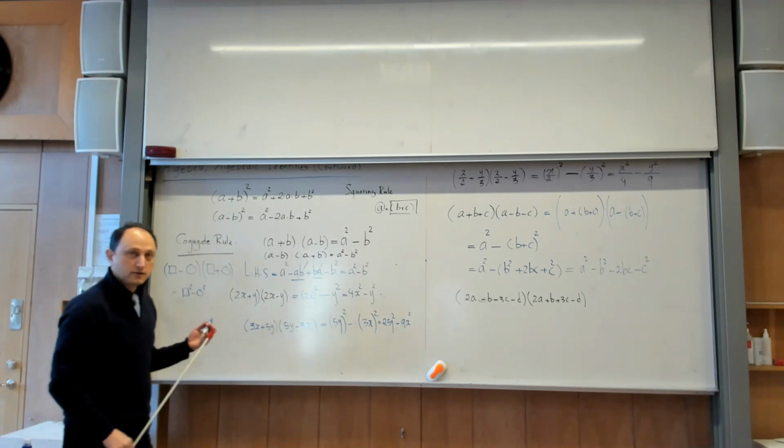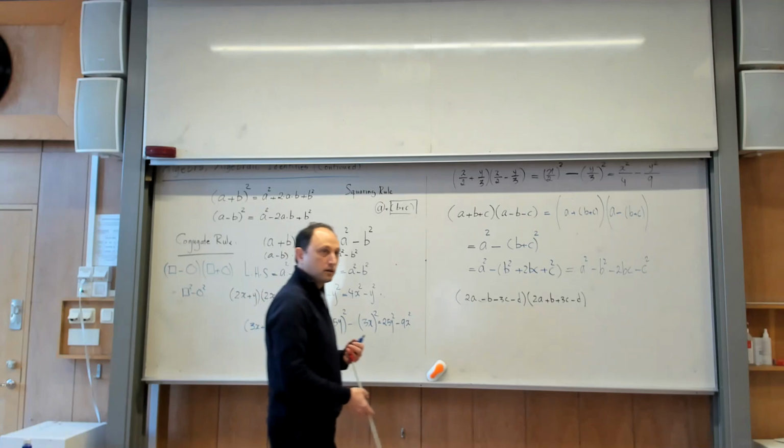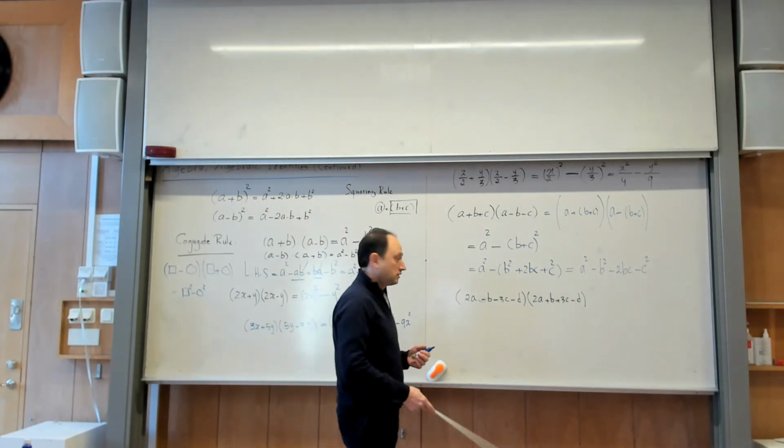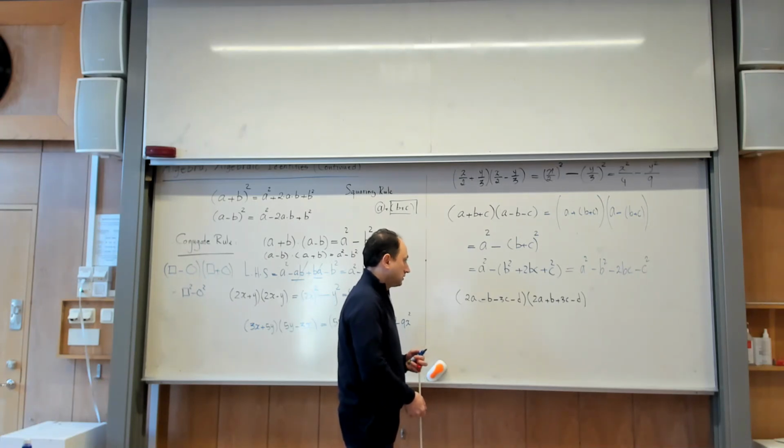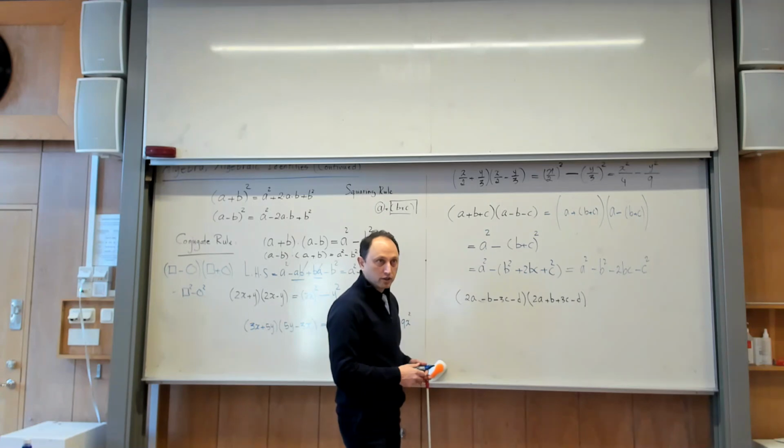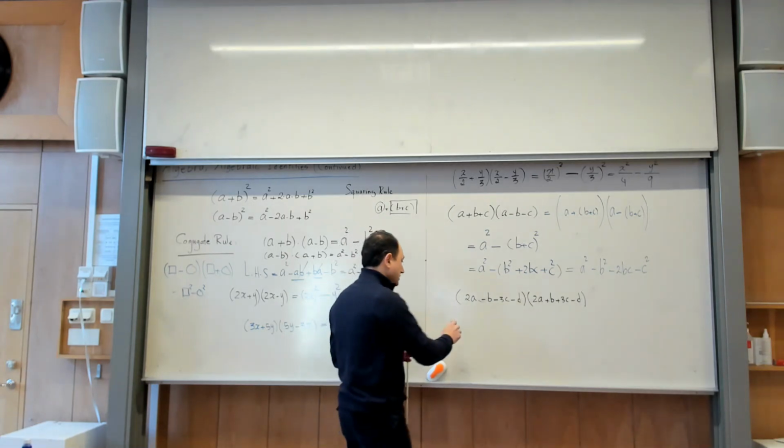Yes, try it. I'm not sure if this is right. But my theory was 2a minus b minus brackets 3c plus d, and then the other side is 2a plus b plus 3c. It doesn't work, but that's also good to say. Let me just write what you said.